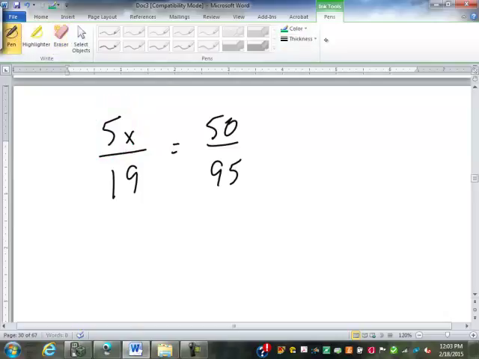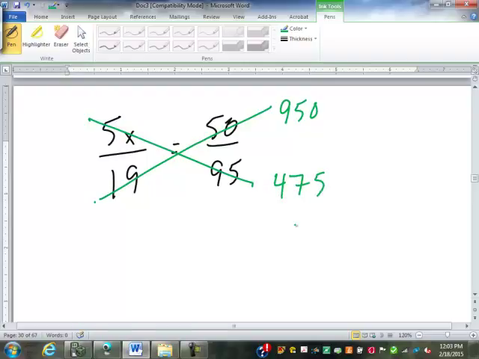So here it would be more beneficial to cross multiply and form the equations. 19 times 50 is 950. 5x times 95 is, oh, what is that? Is that 475x, I believe? So now we know 950 equals 475x, and we solve by dividing by 475.